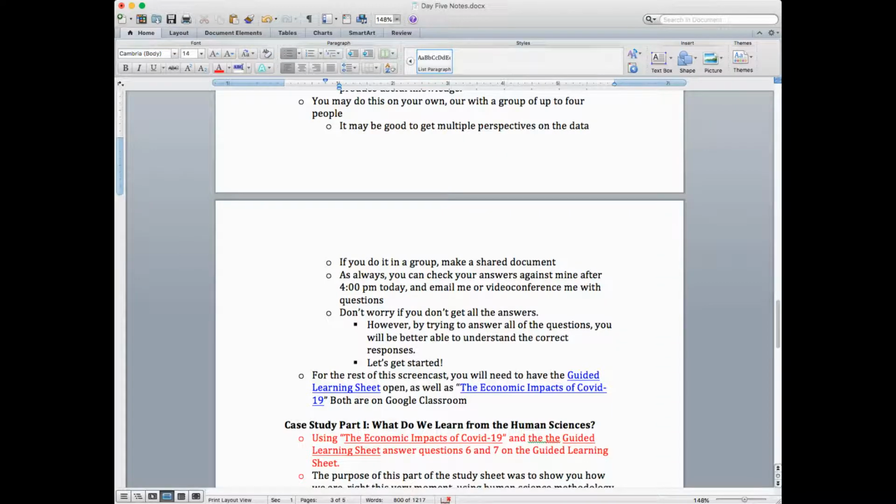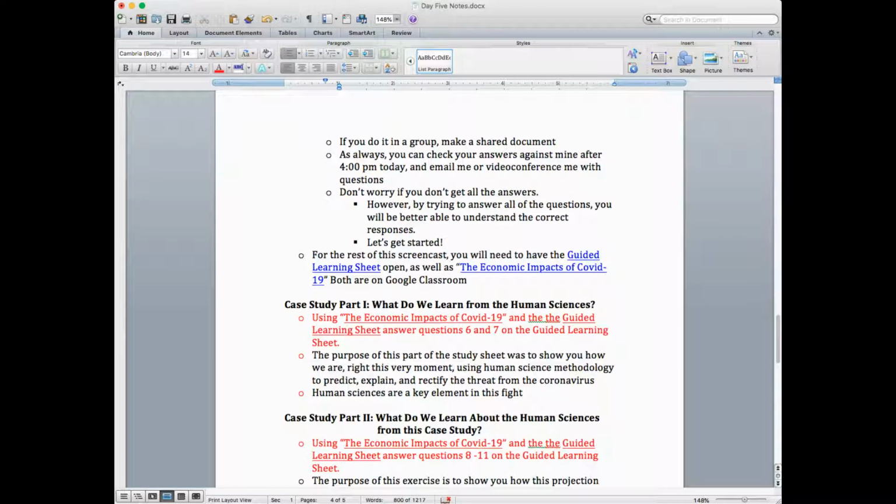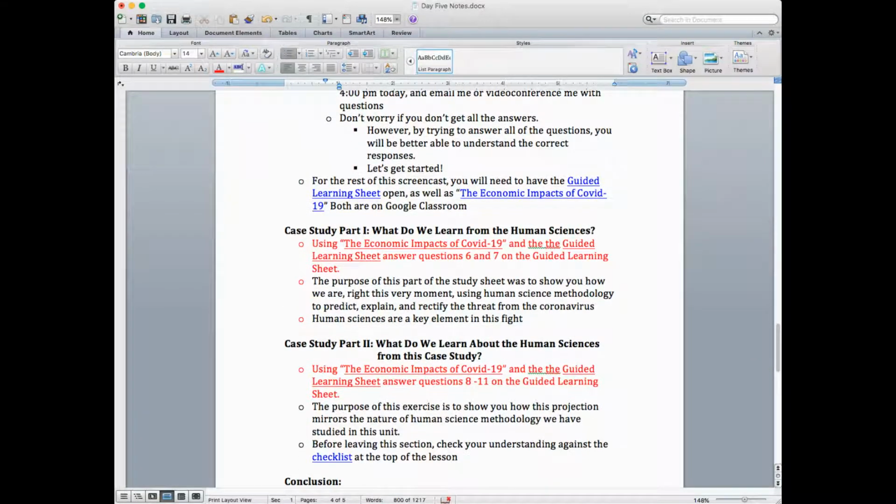So let's get started. For the rest of the screencast, you'll continue with your guided learning sheet, and you're going to open this document from the Malaysian Institute of Economic Research called the Economic Impacts of COVID-19. Both are on Google Classroom. Now, the purpose of this part of the study sheet will be to show you how we are, right at this very moment, using human science methodology to predict, explain, and we hope rectify the threat from the coronavirus. And this will demonstrate how human sciences are a key element in this.